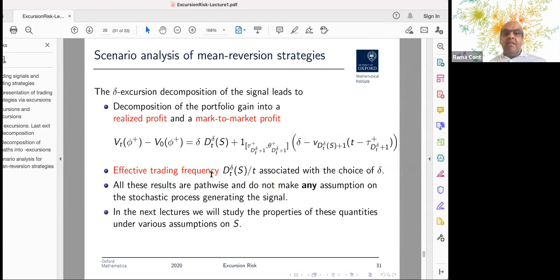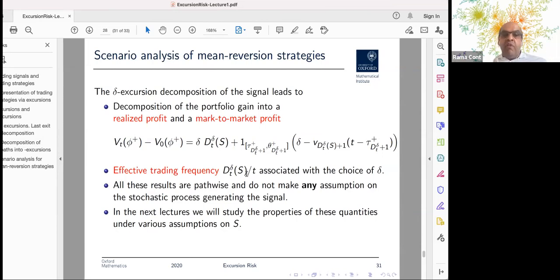Also, this decomposition enables me to define an effective trading frequency. Why? Unlike textbook definitions of discrete time trading, where you fix a grid and trade every time delta t, that doesn't work in these strategies, because you fix delta, the threshold. If you cross the threshold 10 times, you trade 10 times. If you cross it 1,000,000 times, you have to trade 1,000,000 times. So what's the effective trading frequency?